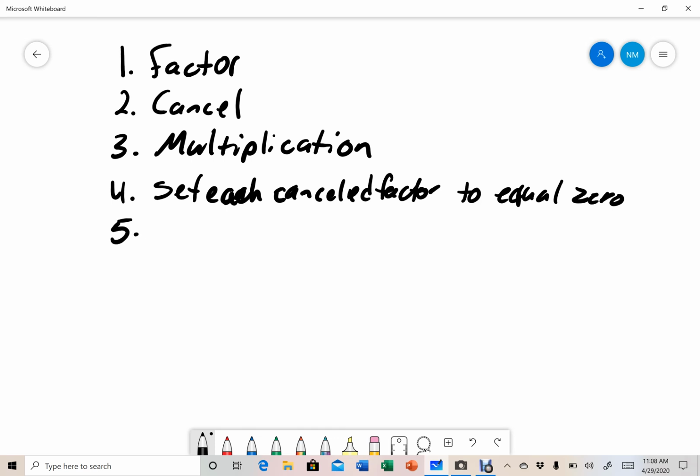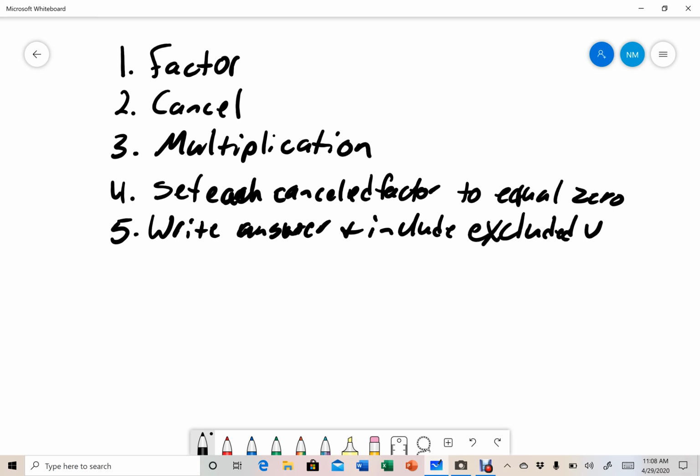So in step number 5, after we set each canceled factor to equal 0 and we solve for that variable, we're going to write our answer and include excluded values. Okay, so all these excluded values that we canceled out before, that's going to be included in our answer. So these are our steps for multiplying rational expressions.